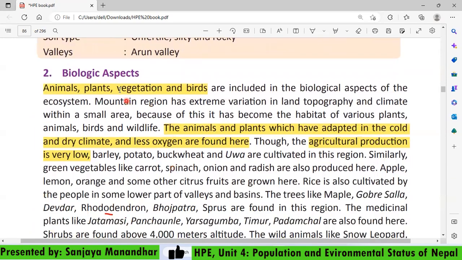Now we are going to the living aspect, that means biological aspect. Here there is one mistake, here it should be biological aspect. Now biological aspect means only living components, living things. It can include animals, plants, vegetation, birds. The animals and plants which have adapted to the cold and dry climate and less oxygen are found here. We are talking about mountain region. So here, those plants and animals which can adapt to severe cold climate and less oxygen, that type of vegetation and wildlife can be found here. And here, agricultural production is also very low.